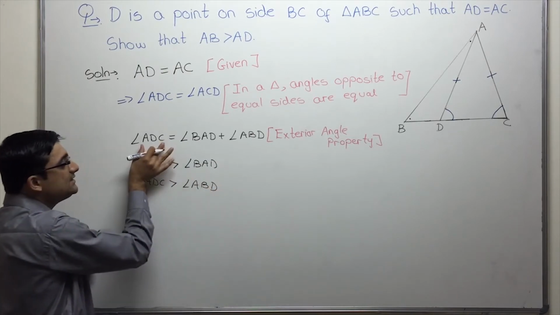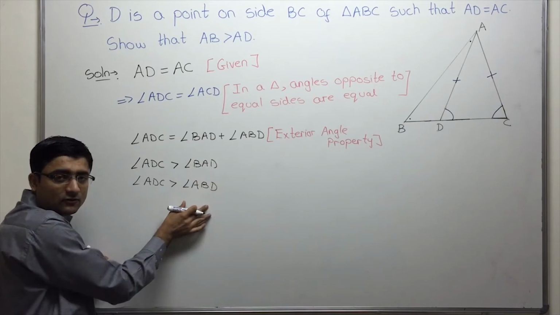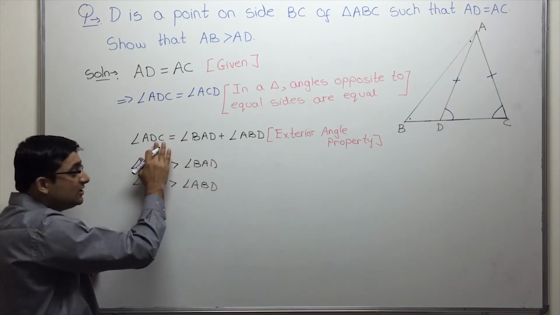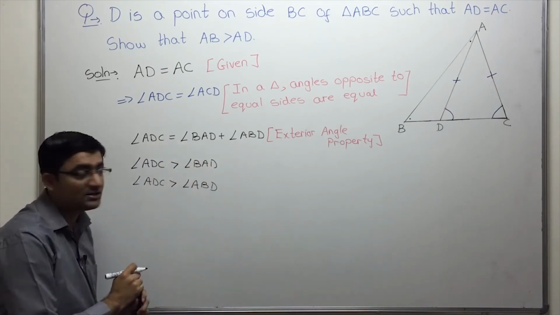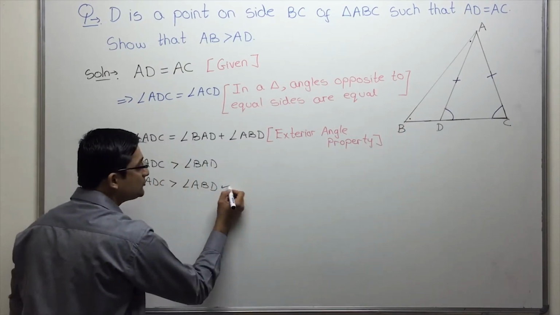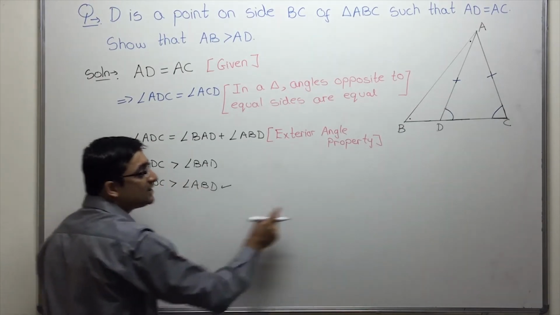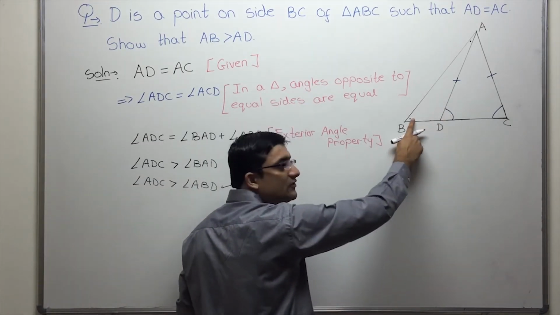Right? See, let's say 7 is equal to 3 plus 4. So 7 is greater than 3, 7 is greater than 4. Same thing. Sum of these two angles is this. So this angle is individually bigger than each of these. So which am I interested in? I'm basically interested in this angle, angle ABD. So I'll keep this in mind. So angle ADC is greater than angle ABD. That means this angle over here is greater than this angle.